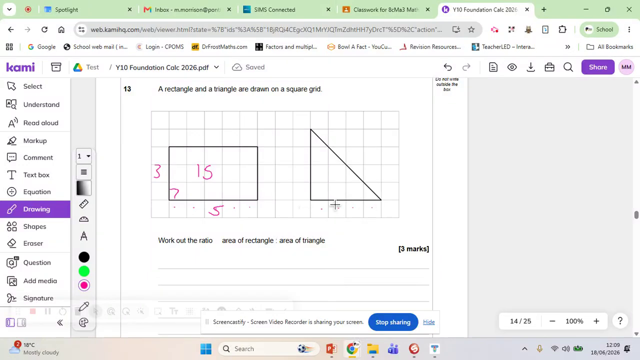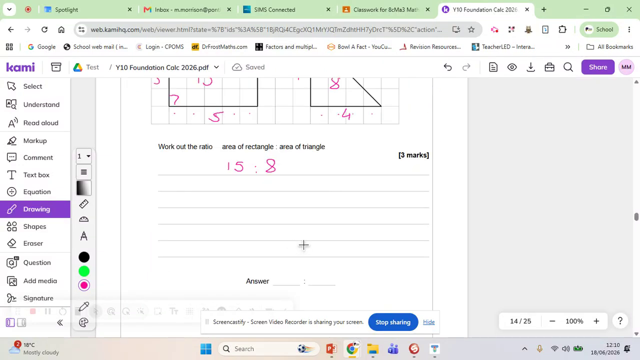1, 2, 3, 4. 1, 2, 3, 4. So 4 times 4 is 16, and half of it is 8. Just remember the area of a triangle is base times height over 2, and the area of a rectangle is just the base times the height. So we've got the area of the rectangle is 15, area of the triangle is 8.